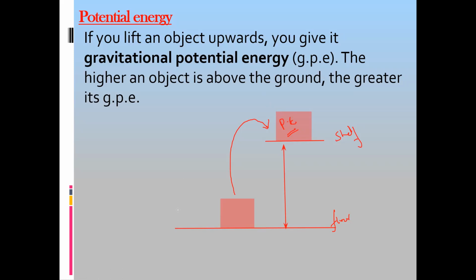So if you have two cases, you're lifting the object to different shelves. One is the lower shelf, another one you're lifting to a higher shelf. In both cases the object will store energy as potential energy, but in which one, A or B, will the object have greater potential energy? Student A lifted the block to shelf A, student B lifted the block to shelf B. In which case will the block have greater potential energy, A or B? The potential energy is the energy stored due to height.